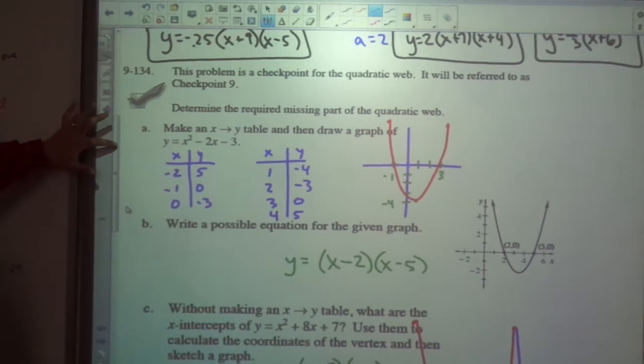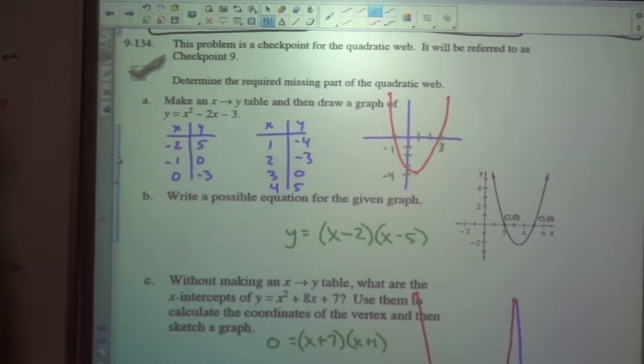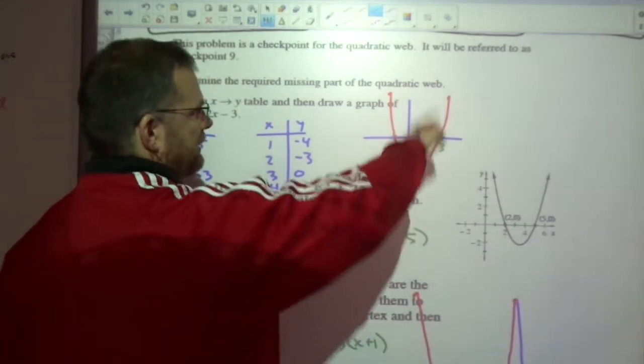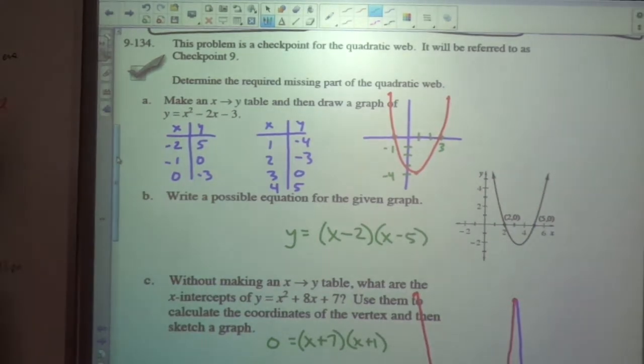This is the checkpoint problem, so this is kind of what we should be able to do at this point. Make a table and draw a graph. So here's a table of points. I plotted the x-intercepts, I plotted the vertex. This is generally what that's going to look like.